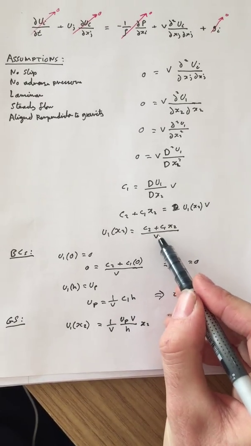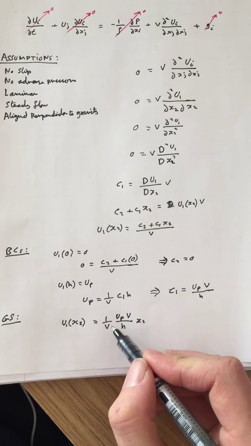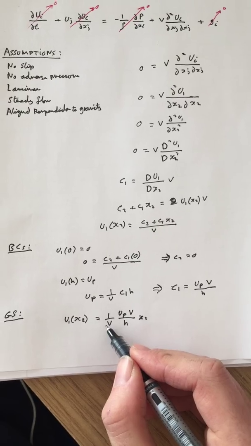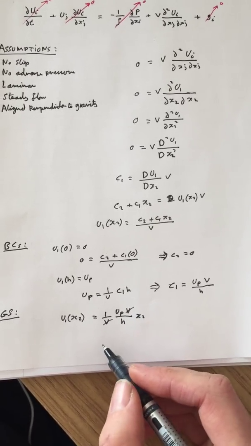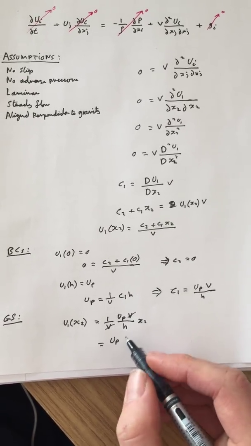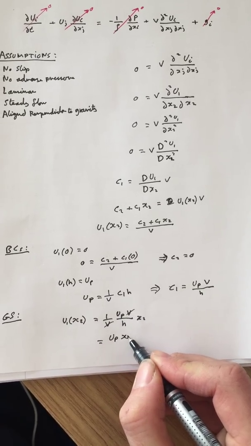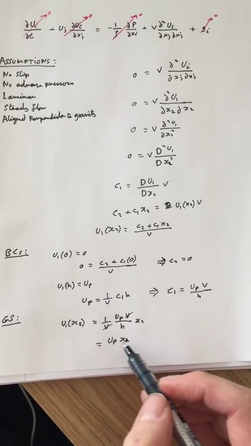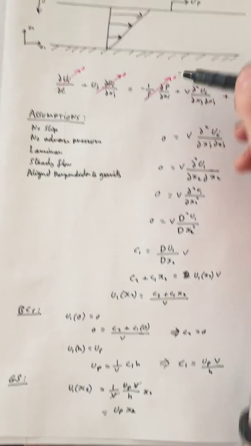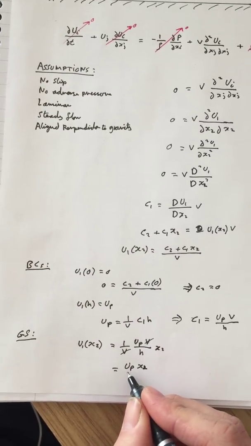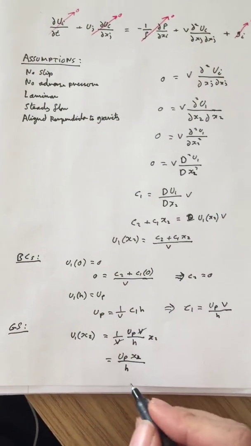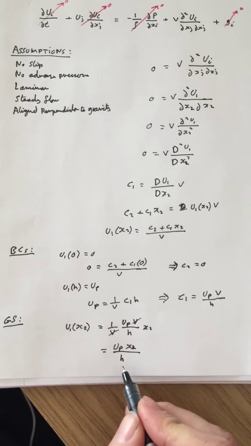So basically what I've done is I've brought this 1 over viscosity to the front. So we can see that these two terms here cancel out, and we're left with velocity of the plate times the distance from this edge here upwards divided by the total height between the two plates, and that's our final expression.